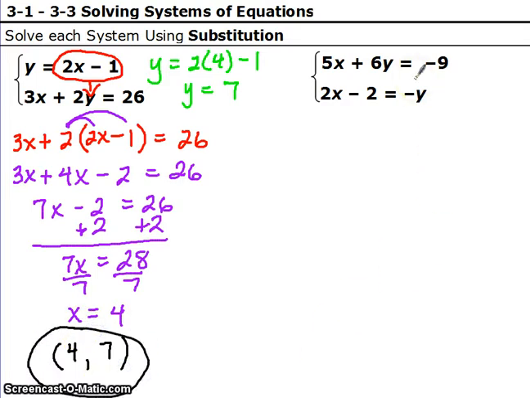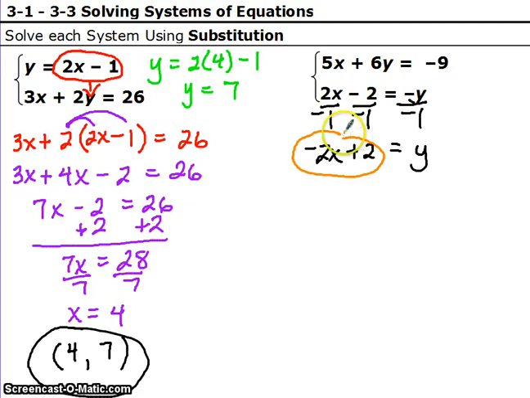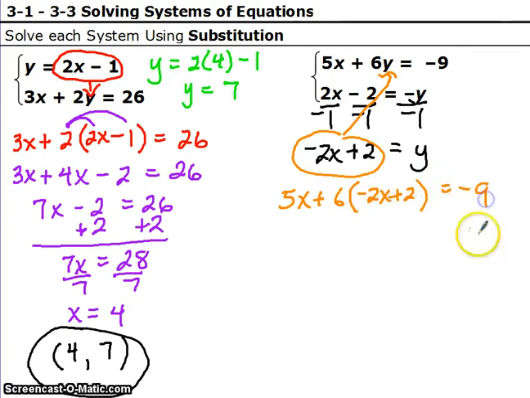All right, second one is not exactly solved for y, but it's close. There's this negative in front, so we can get rid of that by just dividing by -1. Just remember you have to do it to all three terms when you do this. So that gives me negative 2x plus 2 equals y. Now that we have positive y, we can substitute this in for the positive y right here. So 5x plus 6 times (negative 2x plus 2) equals negative 9.